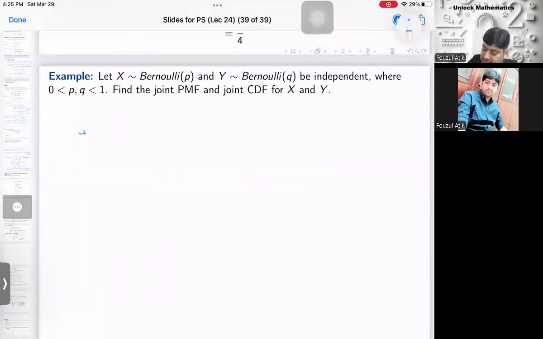We can write that P of x comma y, that joint probability mass function at the value xy, is equal to P of X equal to x times P of Y equal to y, because they are independent, right? And then we know that a Bernoulli random variable takes values 0 and 1. If it is success, then it is 1. If it is failure, then we will take 0.